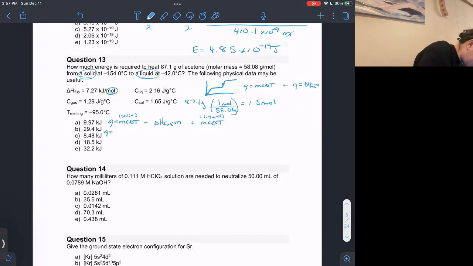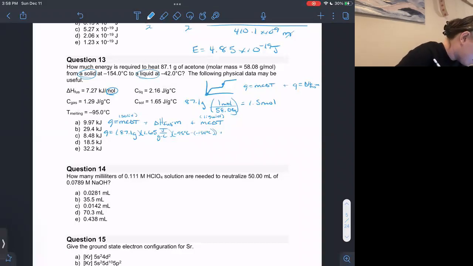Okay, Q is equal to the heat of the solid, my C solid, 1.65 joules per gram per degree Celsius times final minus initial. My final is going to be the phase change, which is negative 95. So I'll have negative 95 degrees Celsius minus negative 154 degrees Celsius.